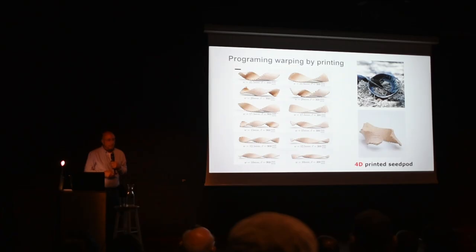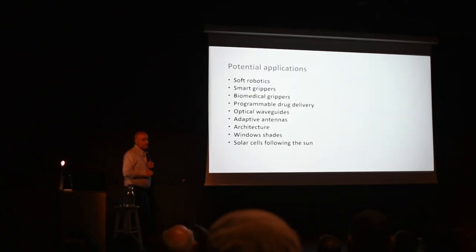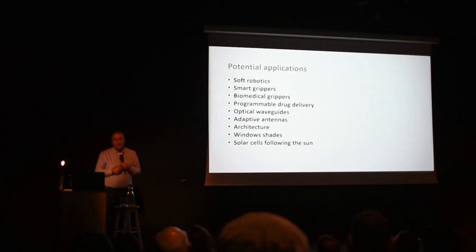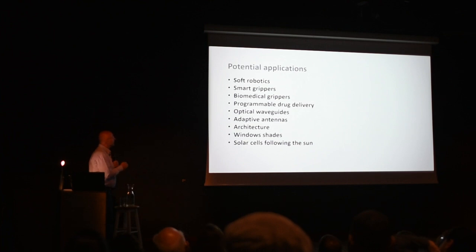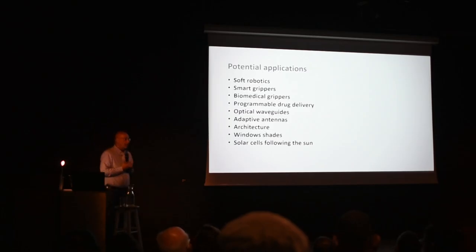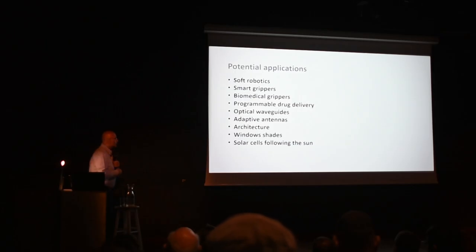So I usually try to see also what it is good for. What I've shown here can be good for, and I believe that some of the work shown by the previous speakers, in various fields, including soft robotics, smart grippers, biomedical grippers, drug delivery, optical waveguides that can change shape or change transparency. Architecture, we've heard adaptive antennas, imaging, an antenna that is closed, and when you go to space with the satellite, it will open up and go to its full size.